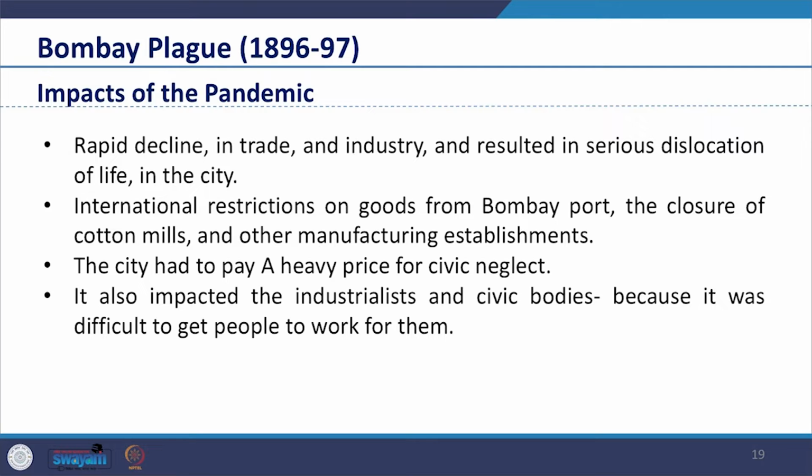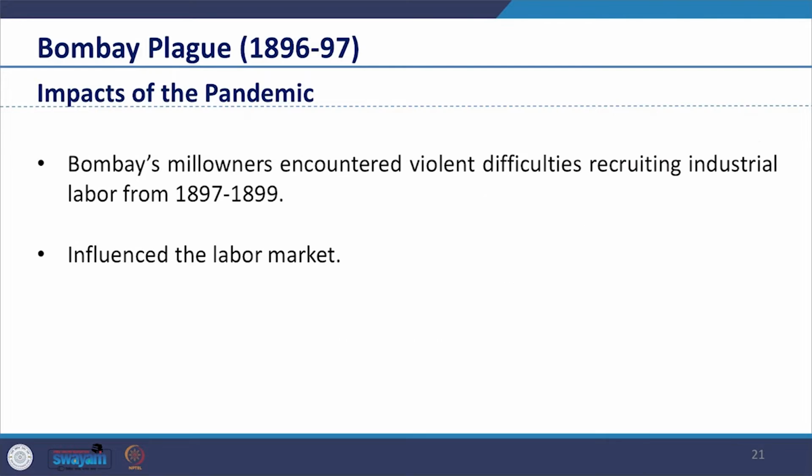And because of that, it also impacted the industrialists and civic bodies because it was difficult to get people to work for them. Bombay's mill owners encountered severe difficulties recruiting industrial laborers from 1897 to 1899, as many workers had fled the city. So we see it also influenced the labor market. You may connect it with the current situation also, what you had witnessed in the past 1 year.